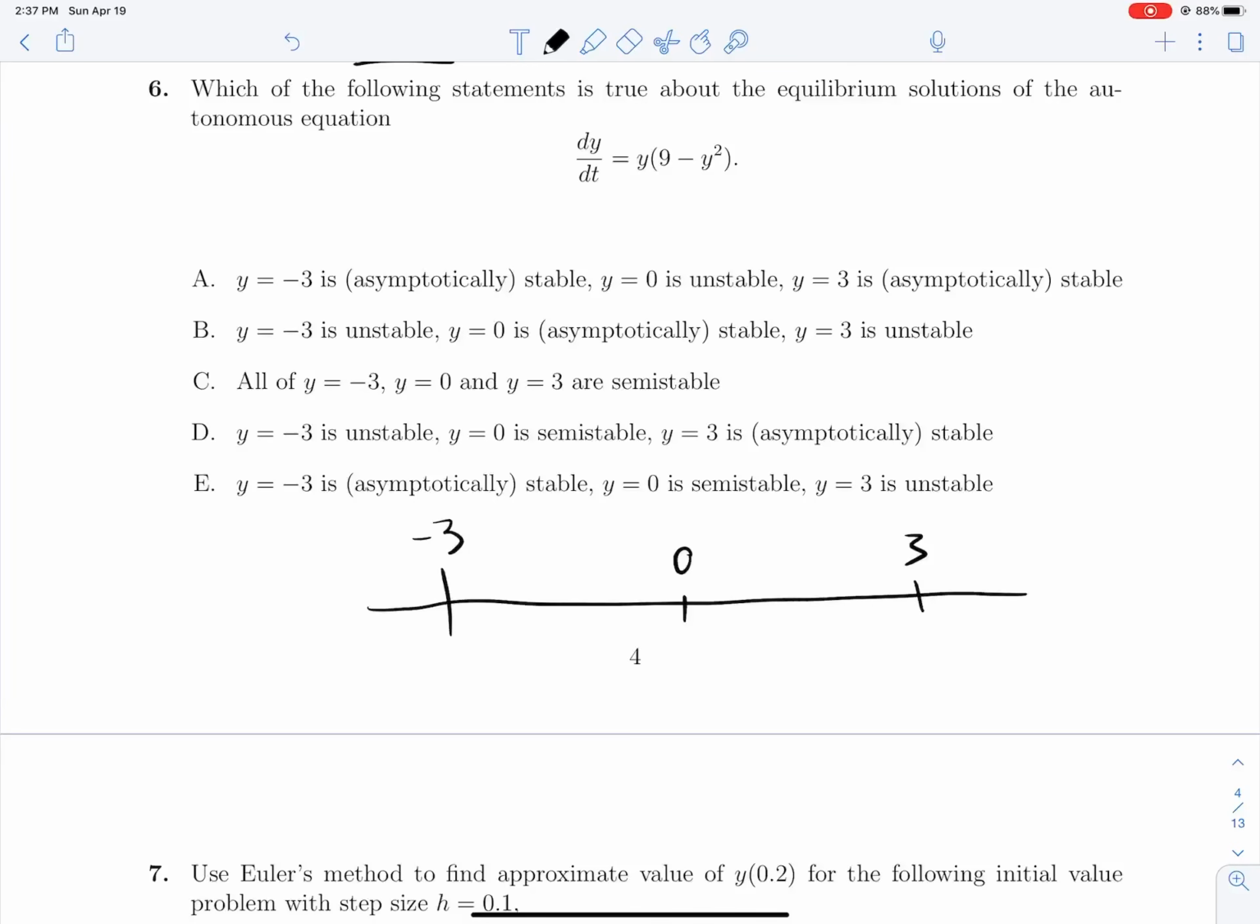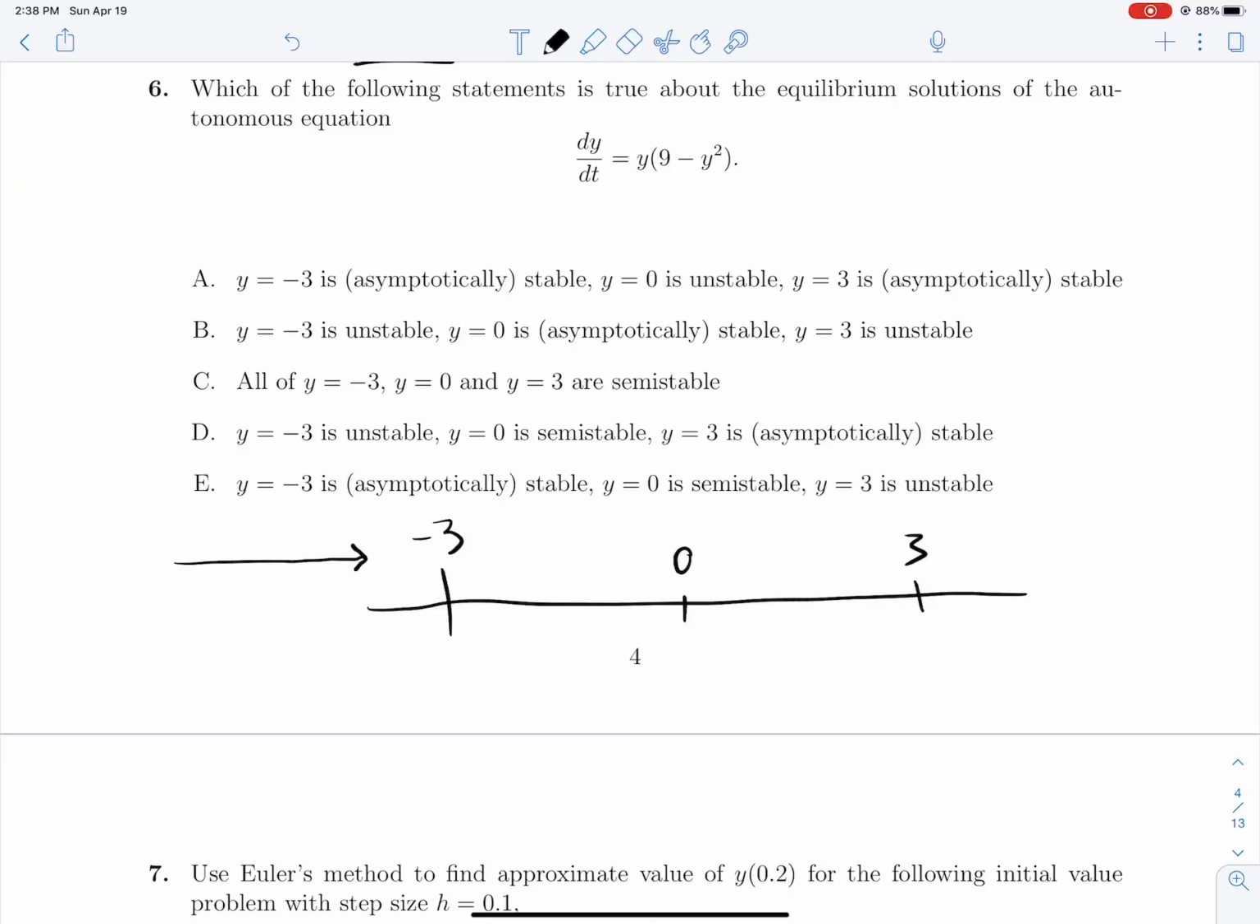If we plug in a value for y less than -3, let's say we plug in -10, we will have -10 times 9 minus -10 squared, which is just minus 100. So we have a negative times a negative, and so our derivative will be positive. So any solution curves that start below -3 will flow up as time goes to infinity to asymptotically approach -3.